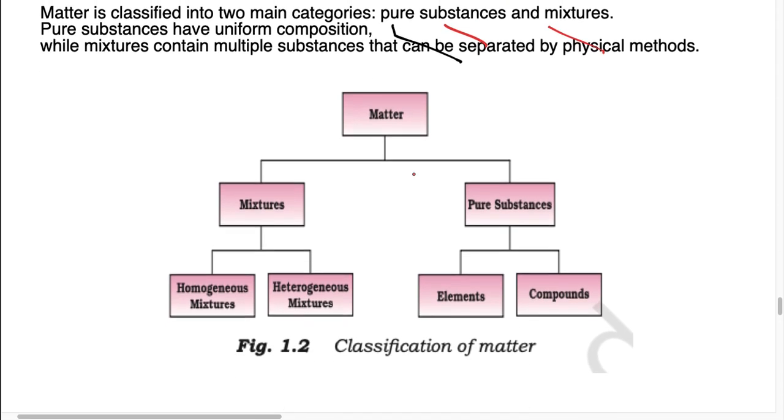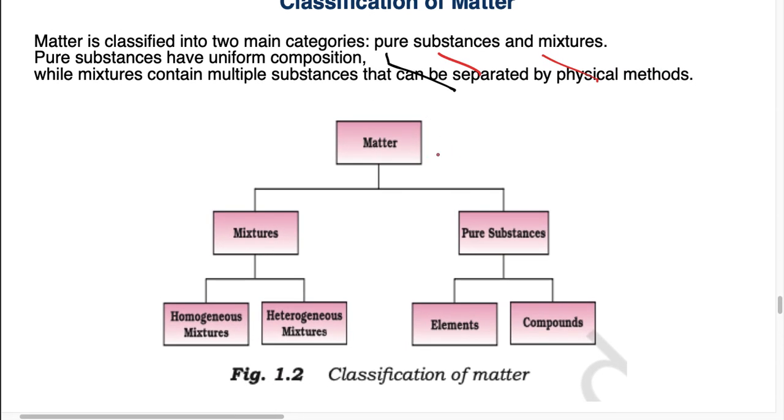So here is the picture of the classification of matter, where matter can be divided into two categories: first, mixture, and second, pure substances. Further, a mixture can be divided into two categories: first is homogeneous mixture, second is heterogeneous mixture. We will see more about these classifications. Pure substances can be further divided into two parts: elements and compounds. So let's see each one by one.